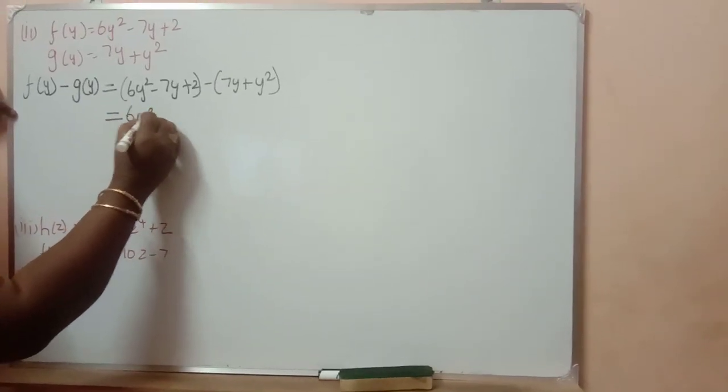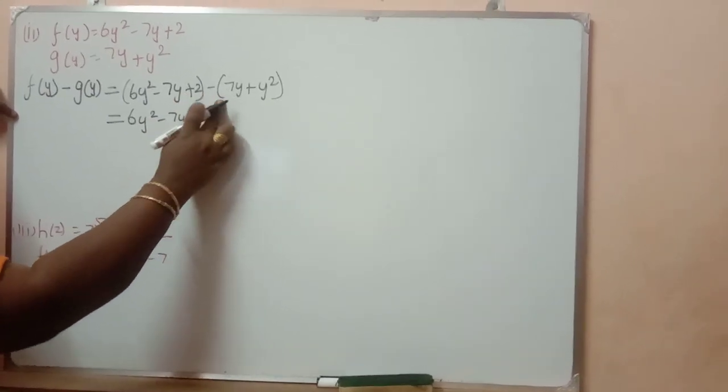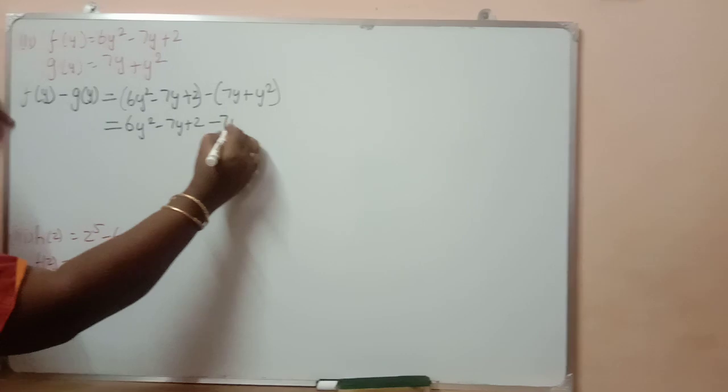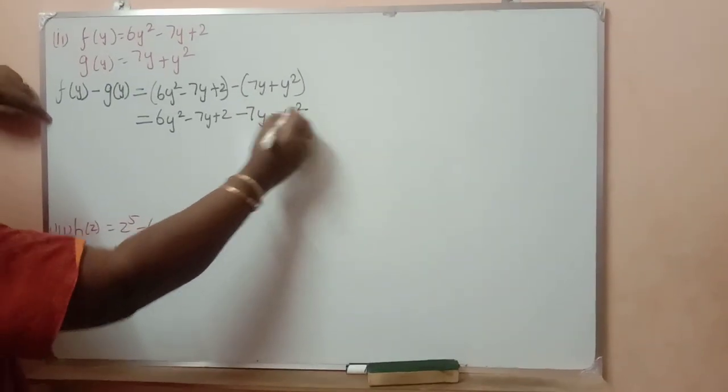6y square minus 7y plus 2. If it is subtraction, we have to change the sign of the second polynomial. Minus 7y plus 7y will become minus 7y. Plus y square will become minus y square.